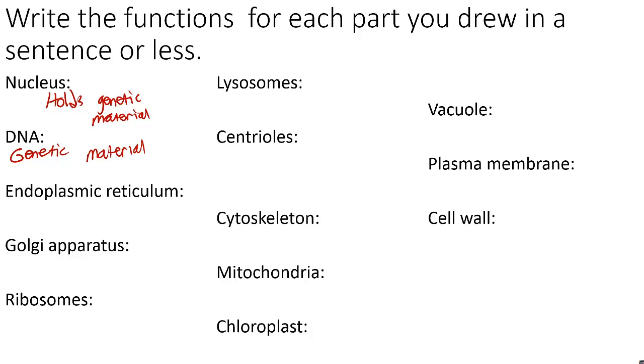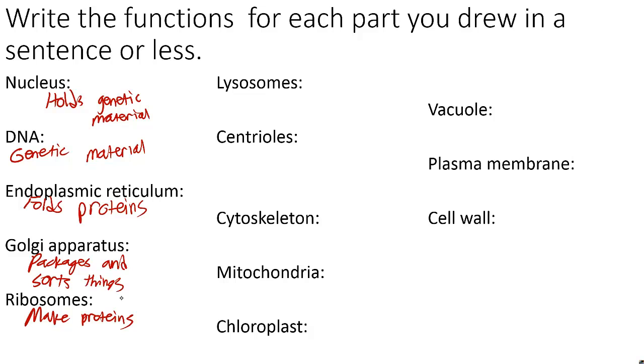The endoplasmic reticulum folds proteins and makes them into those cool shapes. The ribosomes make proteins. That's why they're on the endoplasmic reticulum. The Golgi apparatus packages and sorts things.